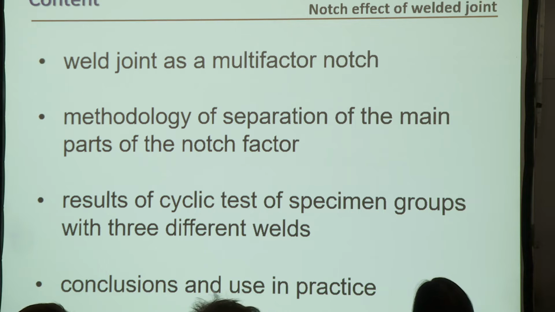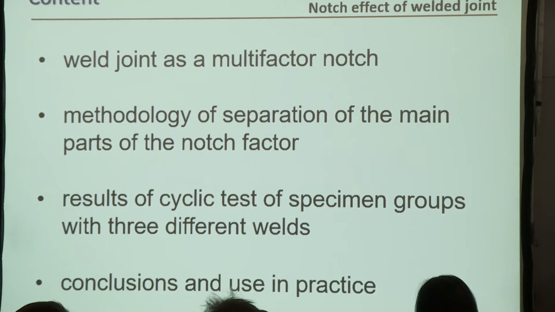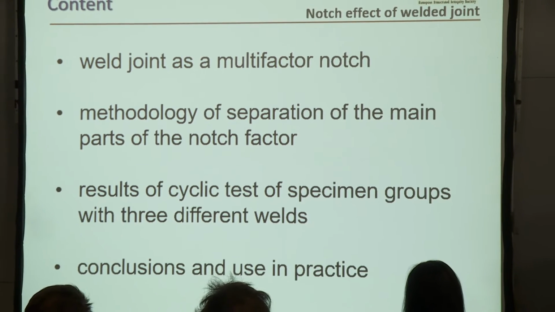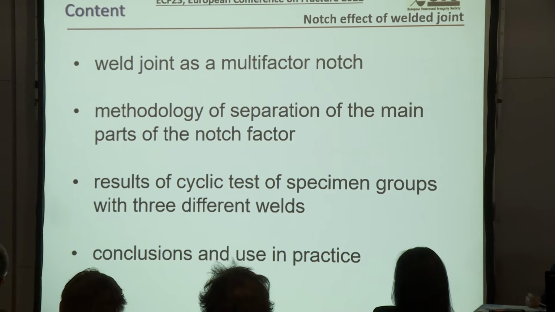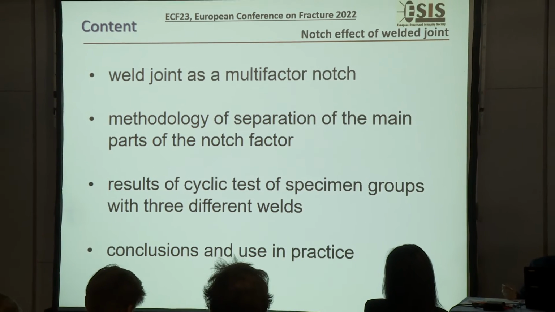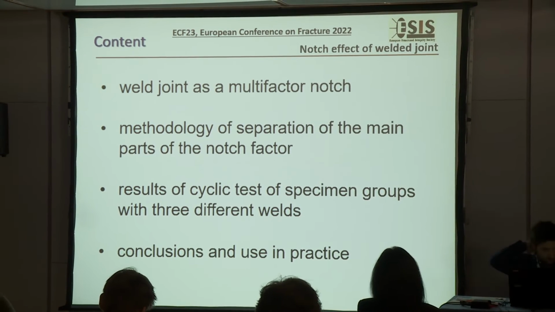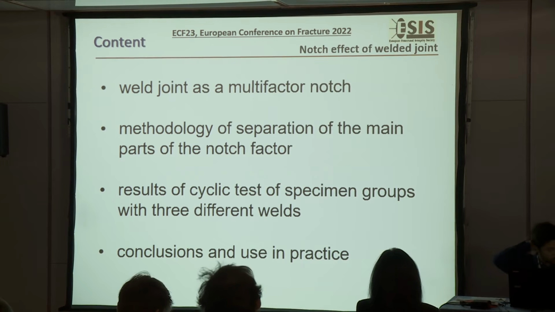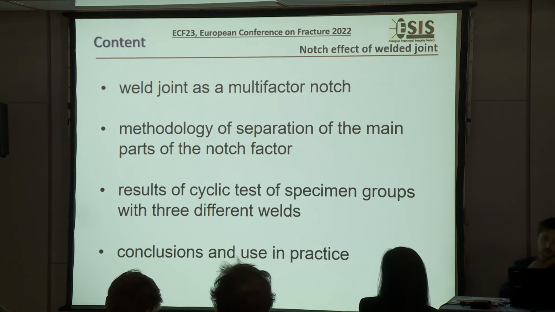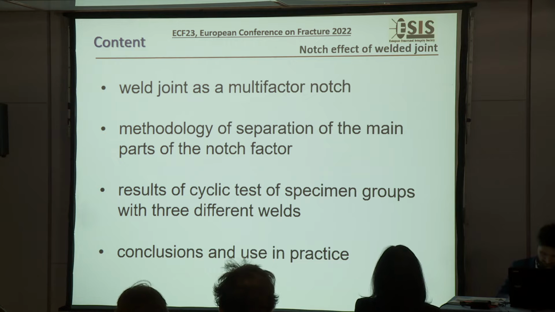Short content of my presentation: what is the weld joint, what I mean by this multifactorial notch, I try to explain. Then the methodology of separation of the main parts of the notch factors. Then I present the results from cyclic tests of a specimen group. Not 3, I only select 2 welds for a shorter time. And then some conclusions for practice.